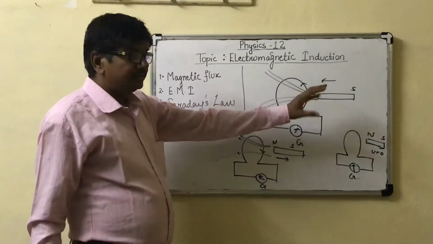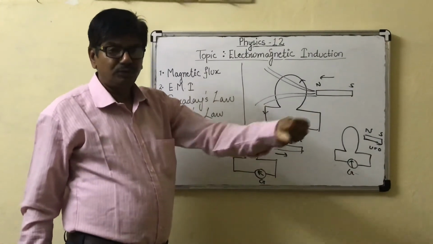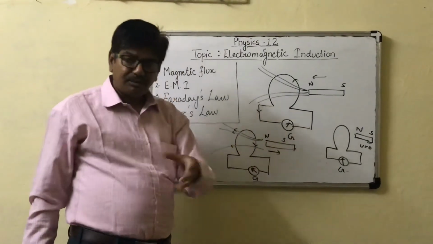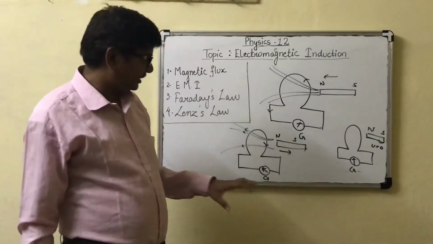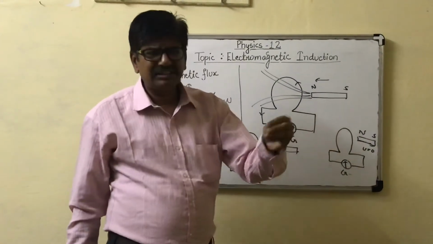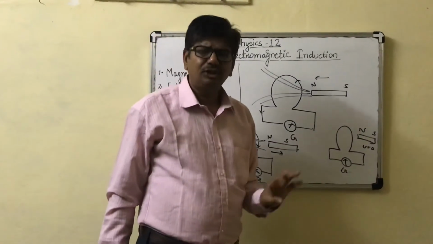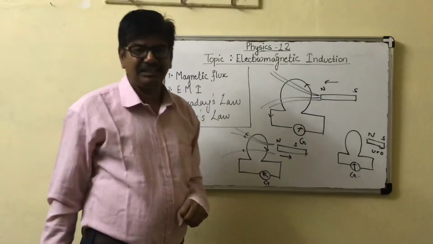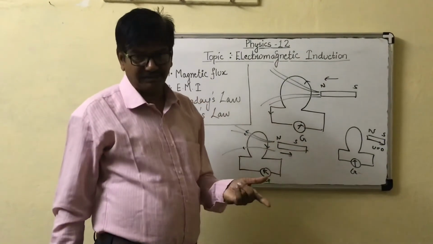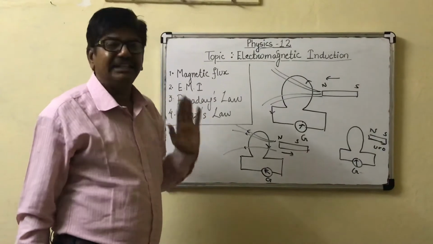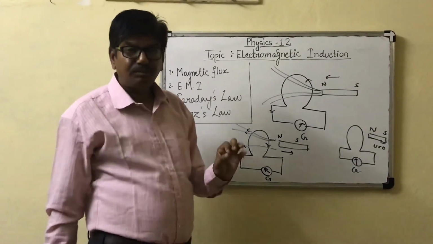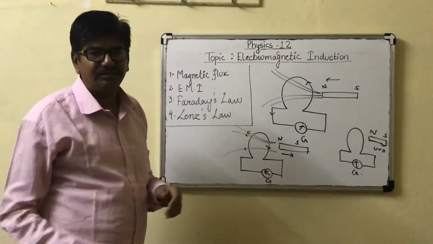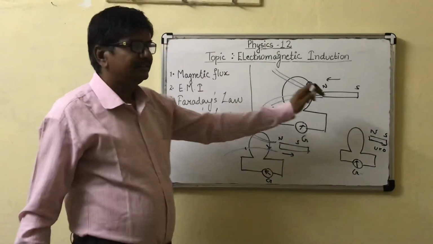The first activity shows that when the north pole moves towards the coil, current flows in the circuit. Second, when the north pole moves away from the coil, current flows in the circuit, but in the opposite direction. Third, when the magnet is at rest, simply placed near the coil, no current flows in the circuit. This activity shows that whenever we change the magnetic field or magnetic flux linked with the closed coil, current flows in the circuit. This is the production of induced current or induced EMF due to change in magnetic flux. This is EMI.